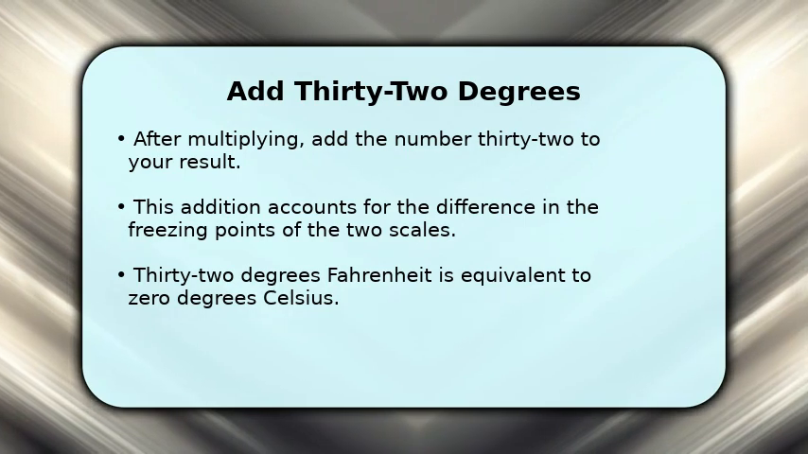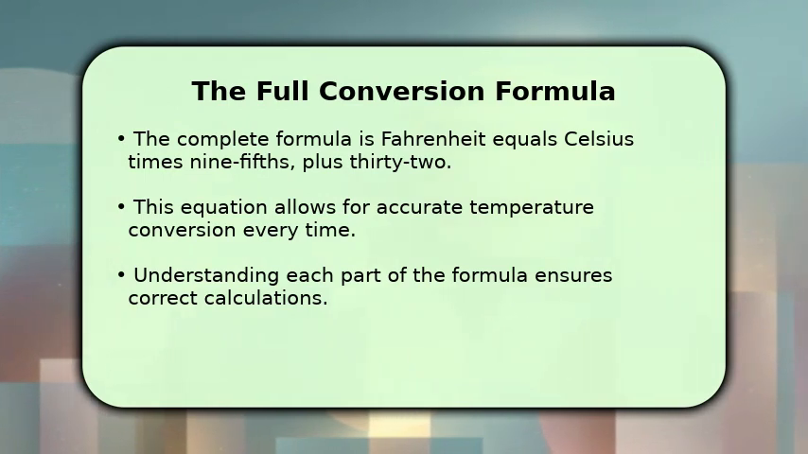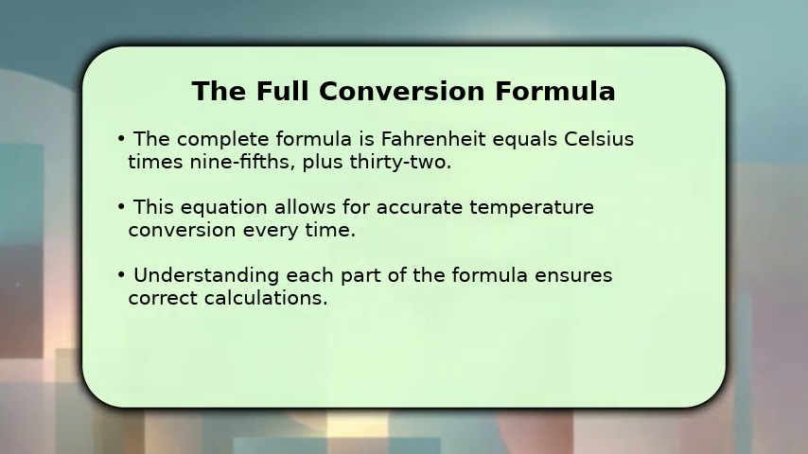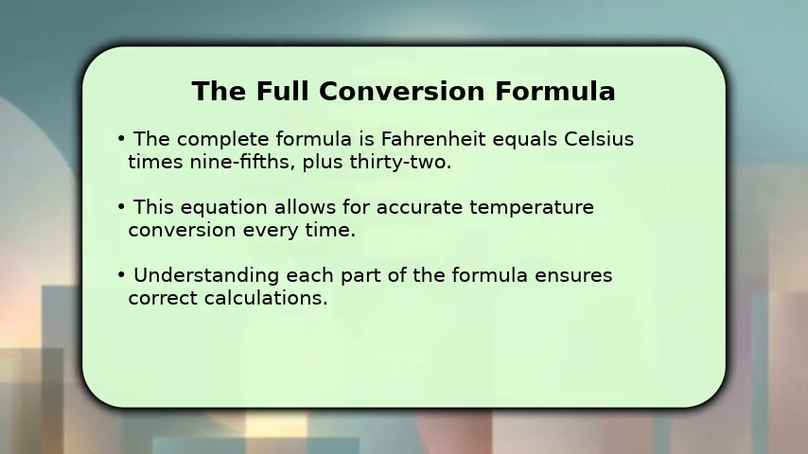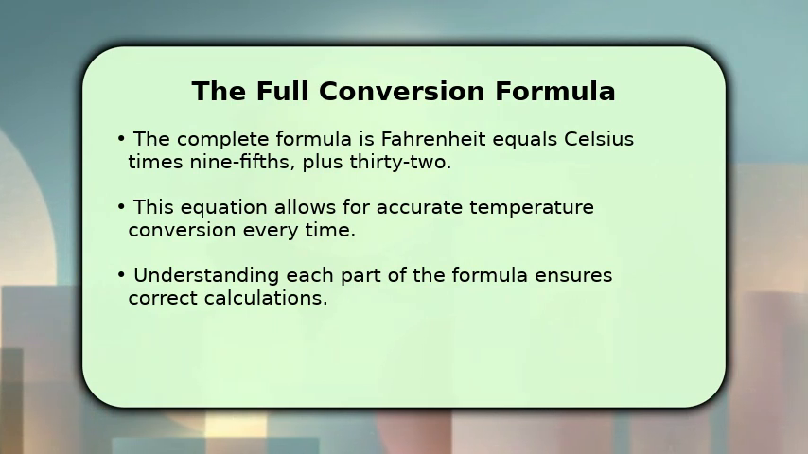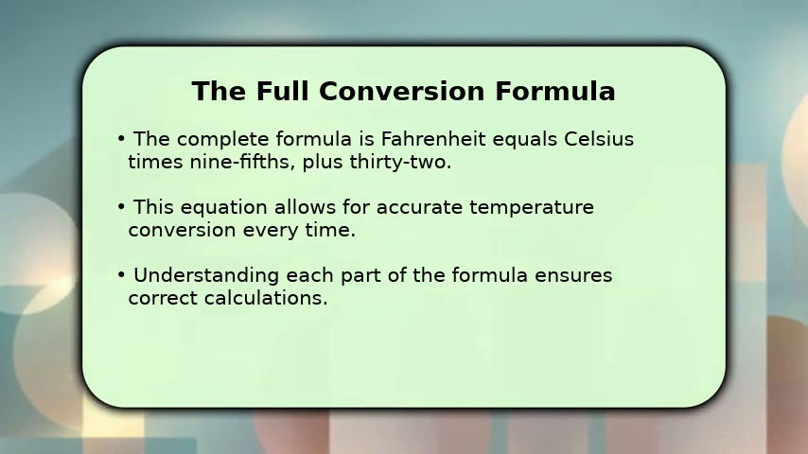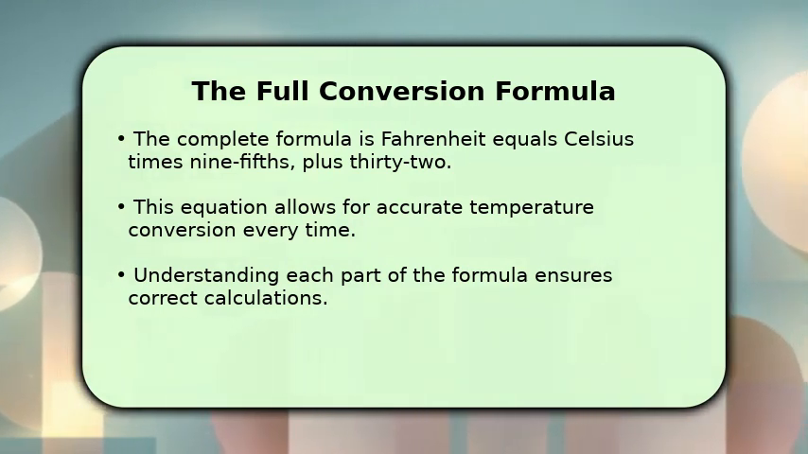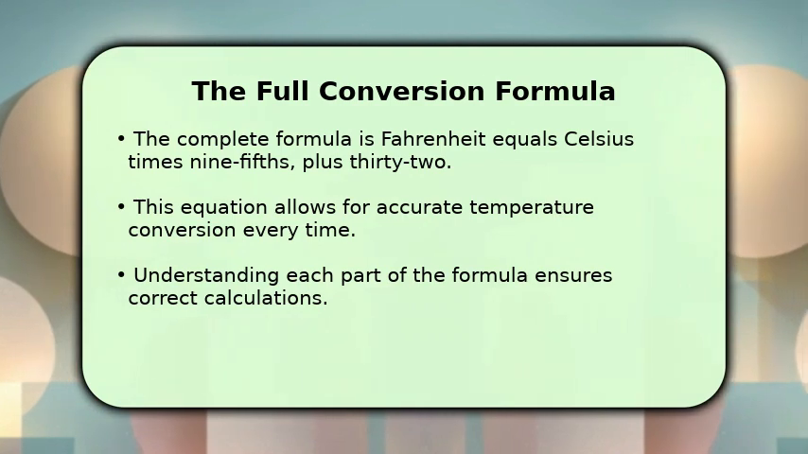So, putting it all together, the full formula for converting Celsius to Fahrenheit is Fahrenheit equals Celsius multiplied by 9/5, and then you add 32. This simple yet powerful equation is your key to accurately translating temperatures between these two common scales. By following these steps, you can confidently convert any Celsius reading into its Fahrenheit equivalent.